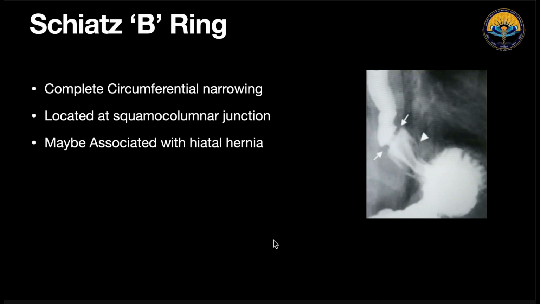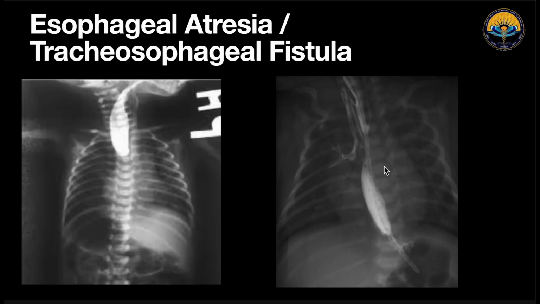Next is Schatzki's ring, Schatzki's B ring. Here we can see there is a complete circumferential narrowing of the distal esophagus, and this is located at the squamocolumnar junction and may be associated with hiatal hernia.